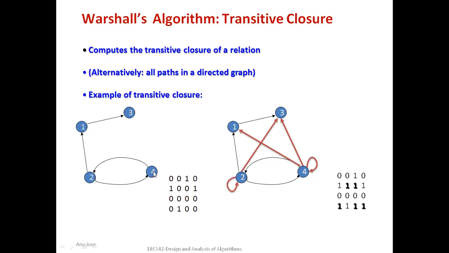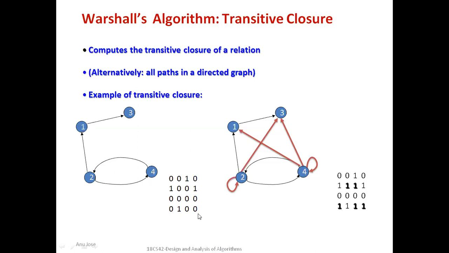Then from 4 to 1, there is a path existing. There is no direct path, that's why 4 to 1 we kept in the adjacency matrix as 0. But there is a path existing. I can start from 4 and reach 1 by traversing a set of edges, like 4 to 2, 2 to 1. So I have updated it in the path matrix as 1.